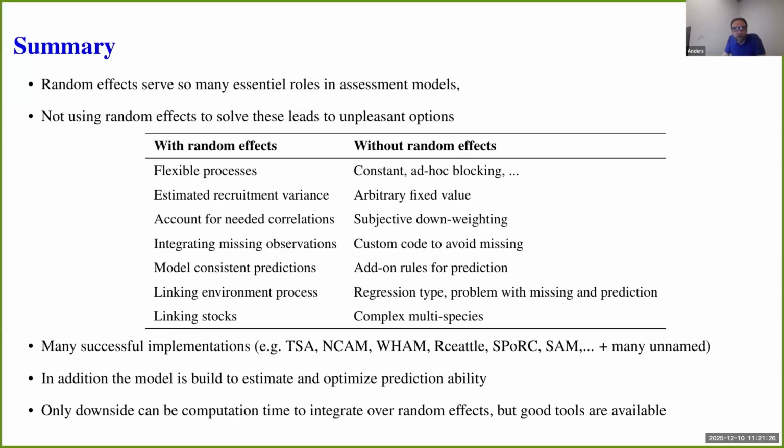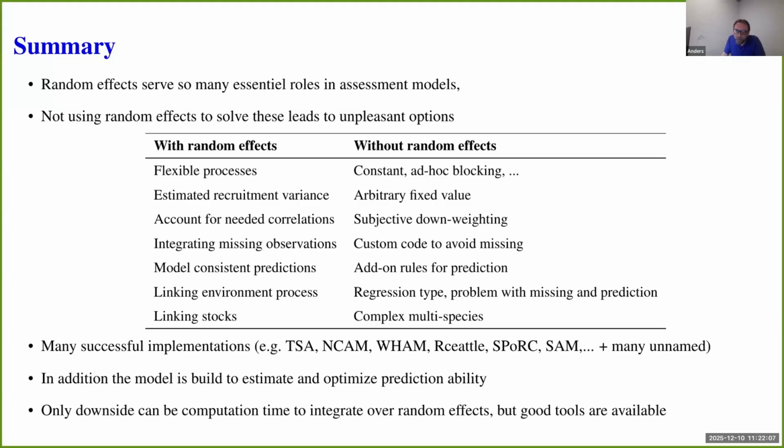We can estimate recruitment variance, and the alternative seems to be arbitrarily fixing it to some value. We can account for needed correlation, and the alternative seems to be some subjective downweighting of this likelihood component over that likelihood component. We can integrate missing observations, and the alternative is to have maybe complicated code to avoid or jump around different missing observations. We can do model-consistent predictions, and that avoids us having to make rules on top of our model to do the prediction.